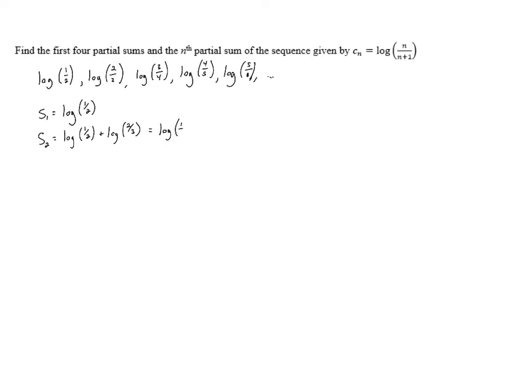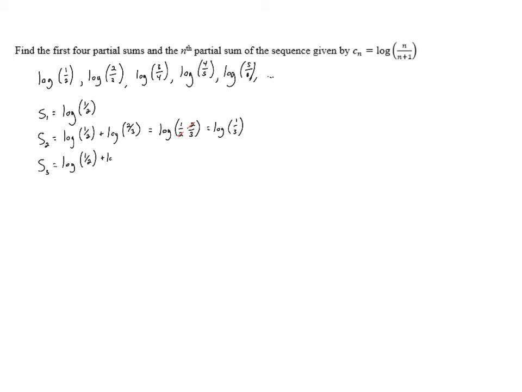So we can write this as log of 1/2 times 2/3. And we know that when we multiply those, the 2's cancel, and so we end up with log of 1/3. So the second partial sum is log of 1/3. Let's look at the third partial sum. Here, we're going to have to add the first three terms of the sequence.